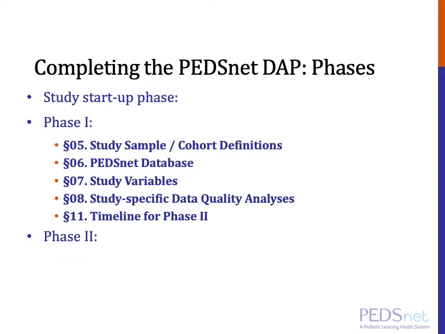For phase 1, we specify the study sample and cohort definitions, as well as the use of the PEDSnet database, for example, the version and the dates included. At this point, we also define the study variables and complete any study-specific data quality analyses that are required for the study. Also at this point, from a project management perspective, we detail the timeline for the second phase, the analytic phase of the study.